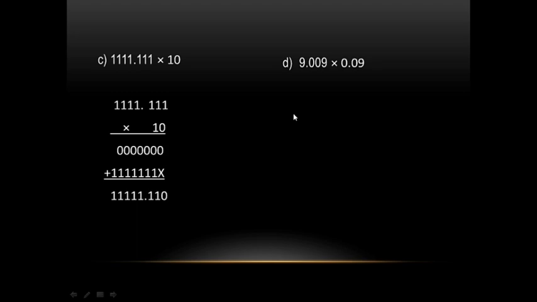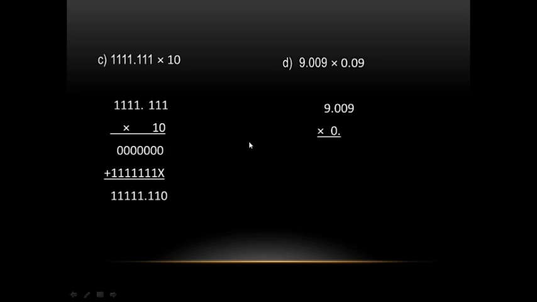Then next example D, 9.009 into 0.09. So here also we have to perform the multiplication between these two decimal numbers. Earlier, in the 3 examples or questions we have seen, we performed the multiplication with only one decimal number, but here both numbers are decimals and now we have to perform the multiplication.